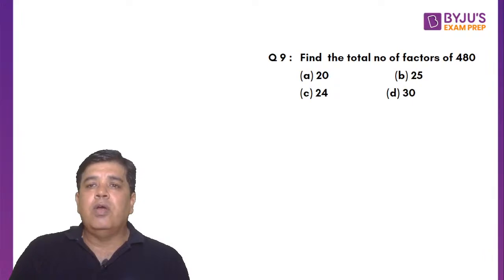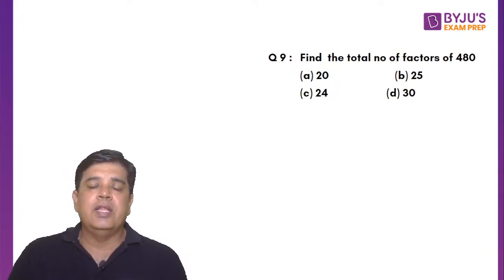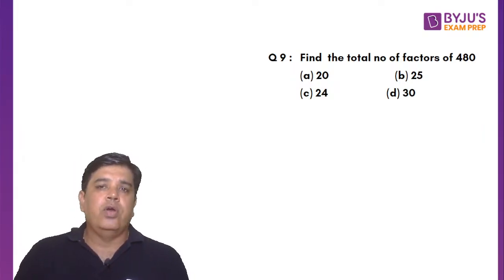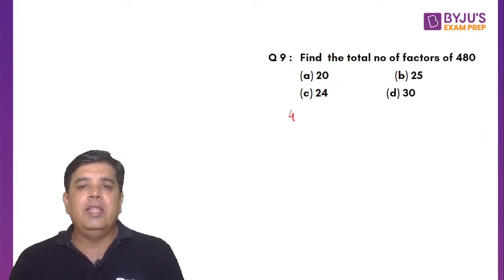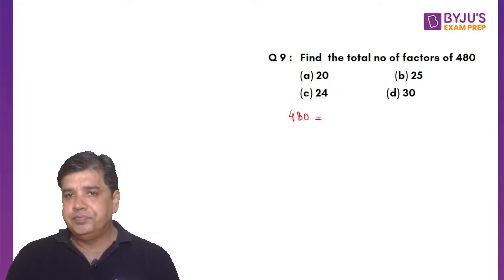Find the total number of factors of 480. Okay. The question is related to finding the total number of factors for the number 480. So for this, first of all, we will find the prime factorization of this number 480.